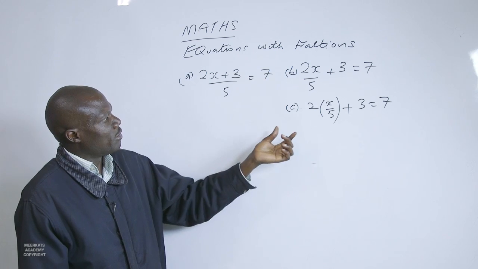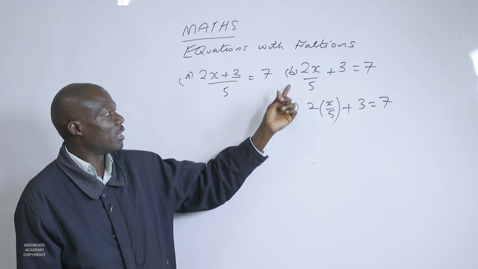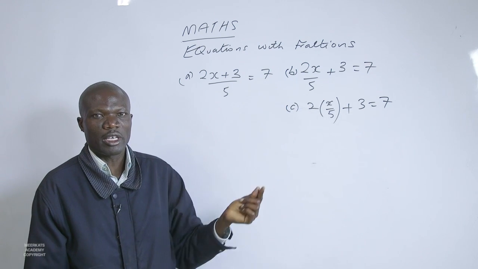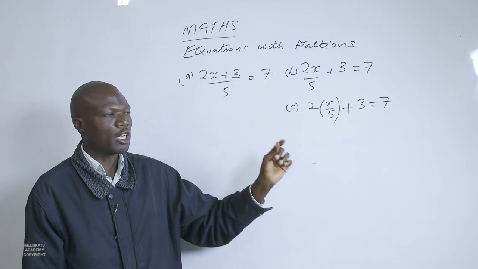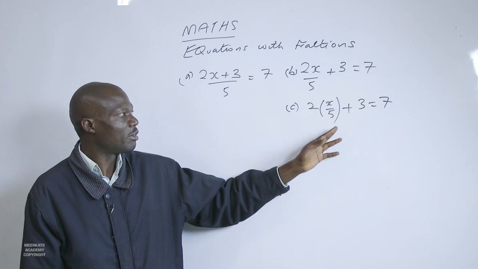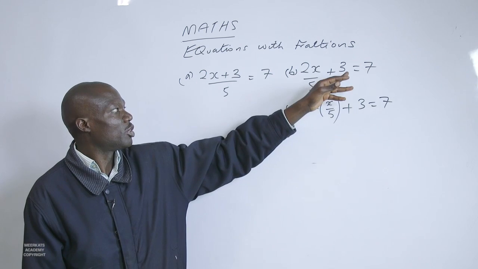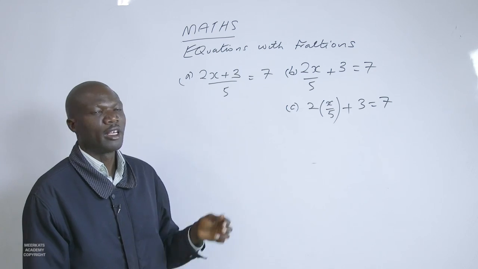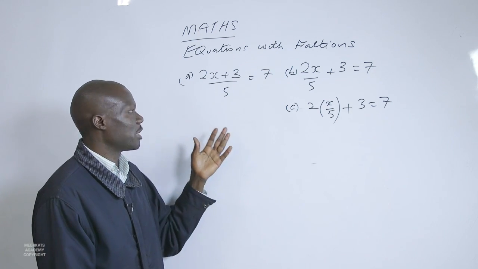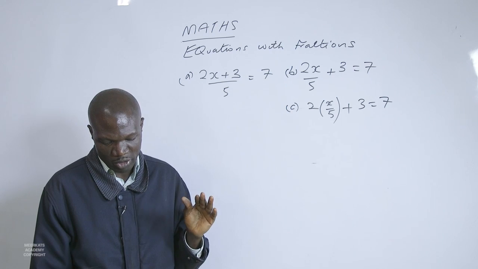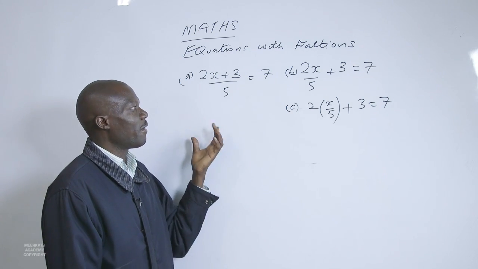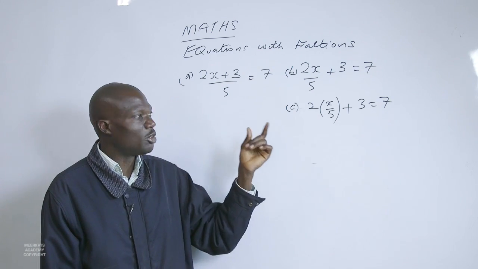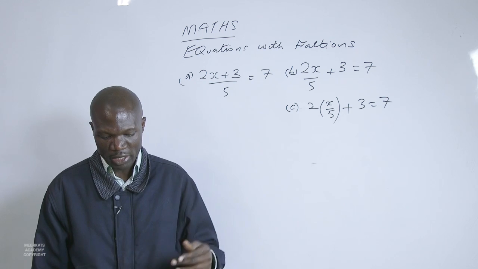But for this part, the second and the third are the same, simply because when you open this bracket here, you'll realize that we shall have 2x over 5 plus 3 is equal to 7. So B and C have a similar approach, while the first one, A, (2x plus 3) over 5, is simply different. So it's very important, while working out equations with fractions, to be very keen to know exactly the type of fractions we are handling.